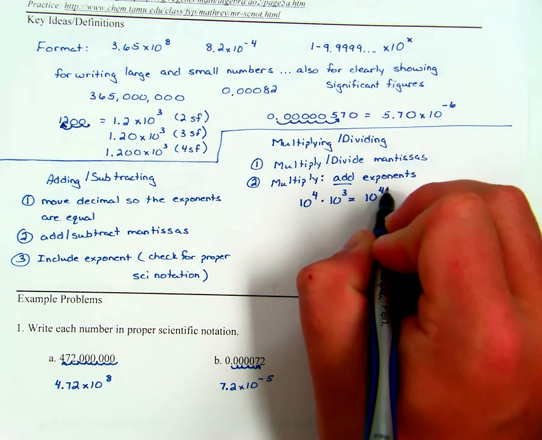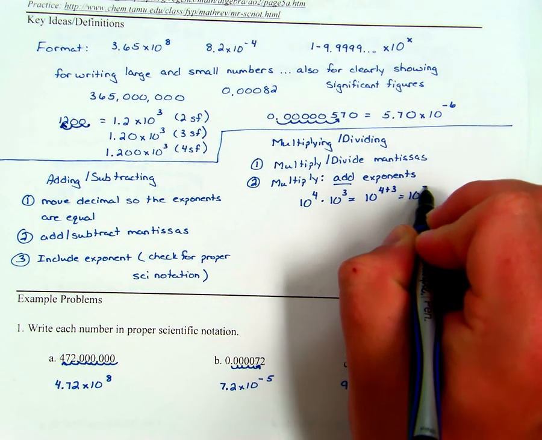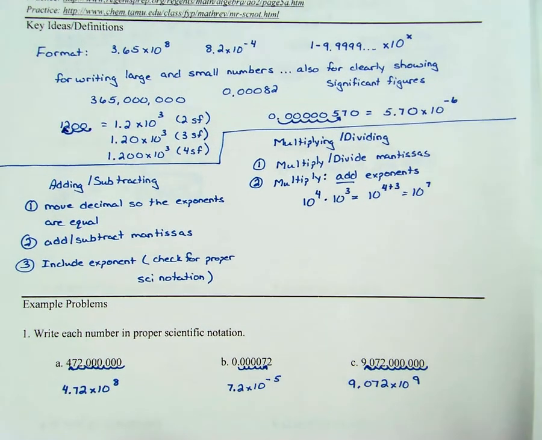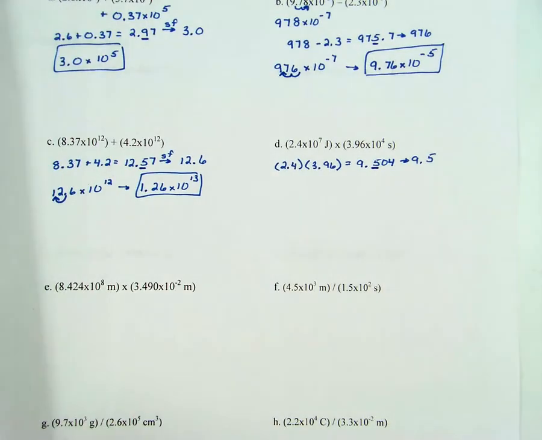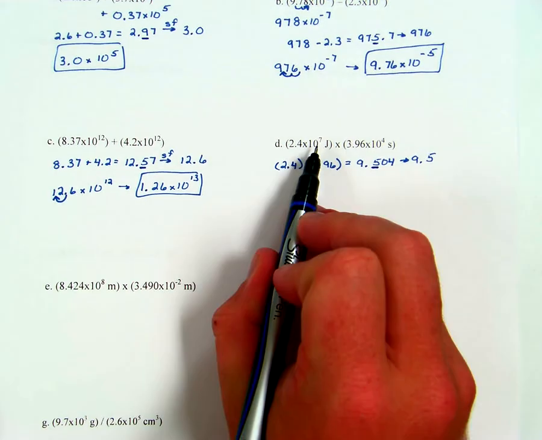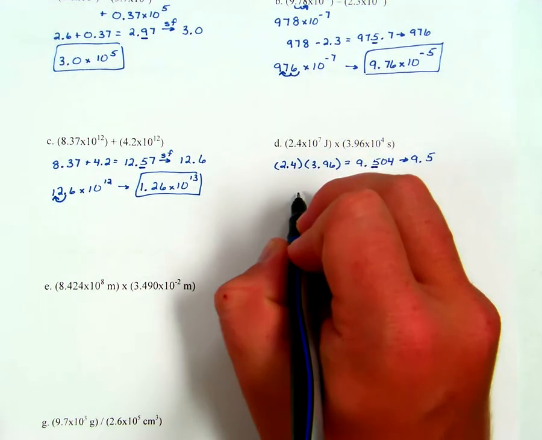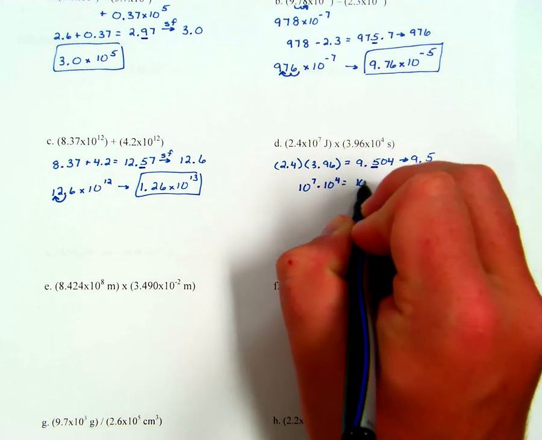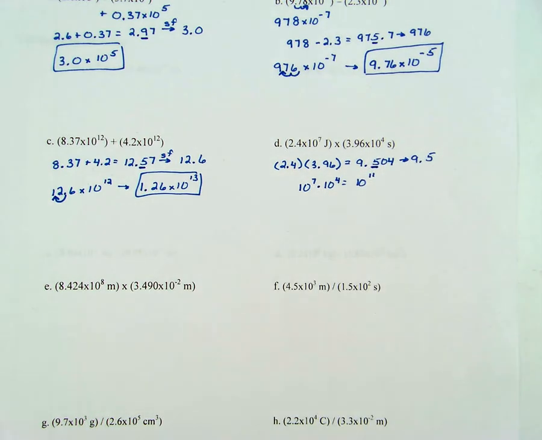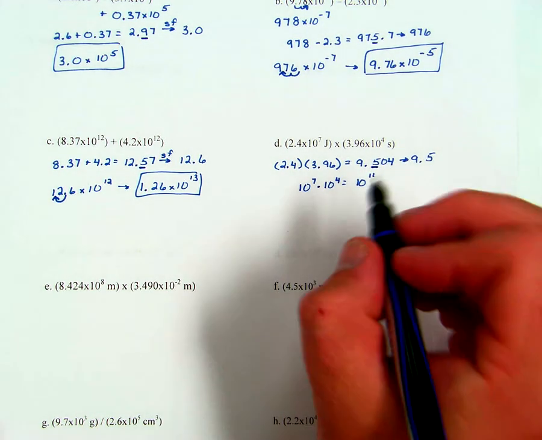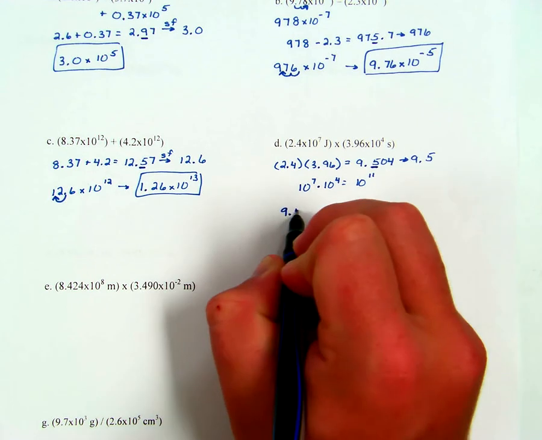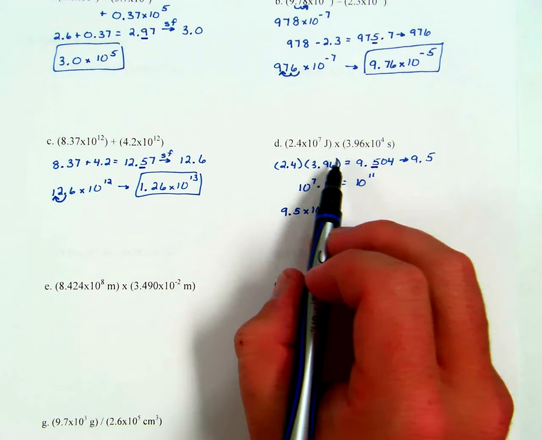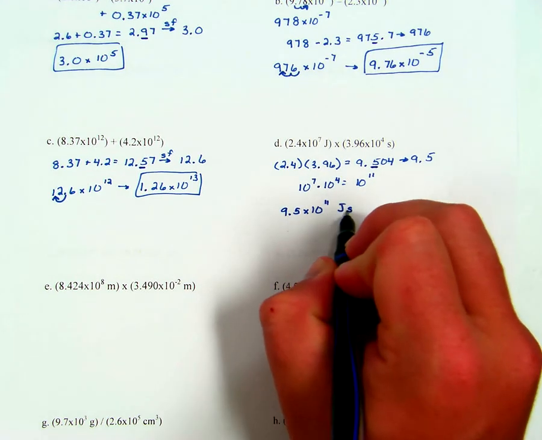There's nothing different that's going on here that you've already done before. Here, I have 10 to the 7th times 10 to the 4th. So 10 to the 7th times 10 to the 4th would equal 10 to the 11th. I've added the exponents together. So now all I have to do is put these two things together. I have 9.5 times 10 to the 11th. Now here I have included units. This would be joule seconds. And we're done. Do notice we are in proper scientific notation, so I don't need to change anything around.